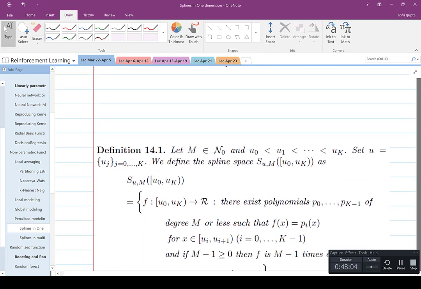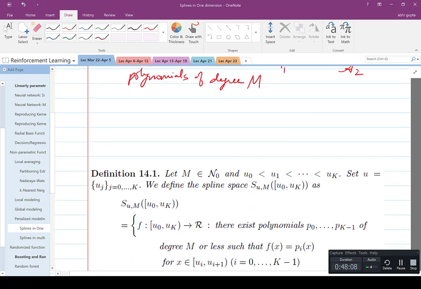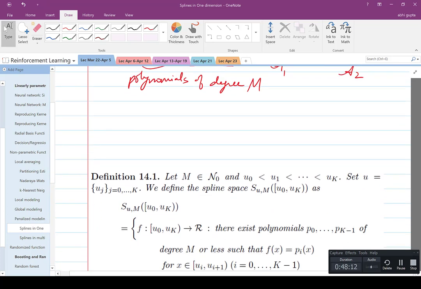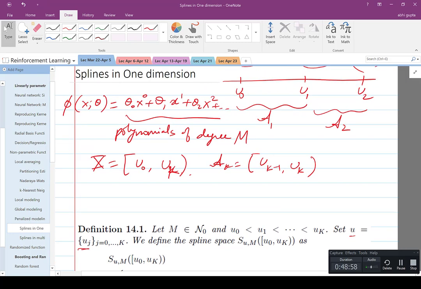So you define the space of splines in the following fashion. So let M be, so remember M is the degree of the polynomials that you're picking. So M has to be a natural number, in N0. And let U0, U1, U2, all the way up to UK be given. Okay, so your X is U0 to UK, capital K. Okay, and your A_k is U_{k-1} to U_k. Okay, then set U as just the sequence of U_j's. So these are the points at which you have broken the region.